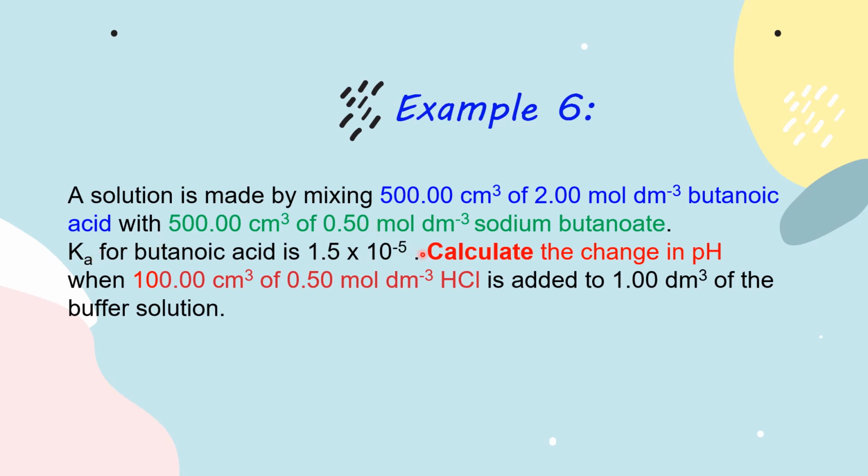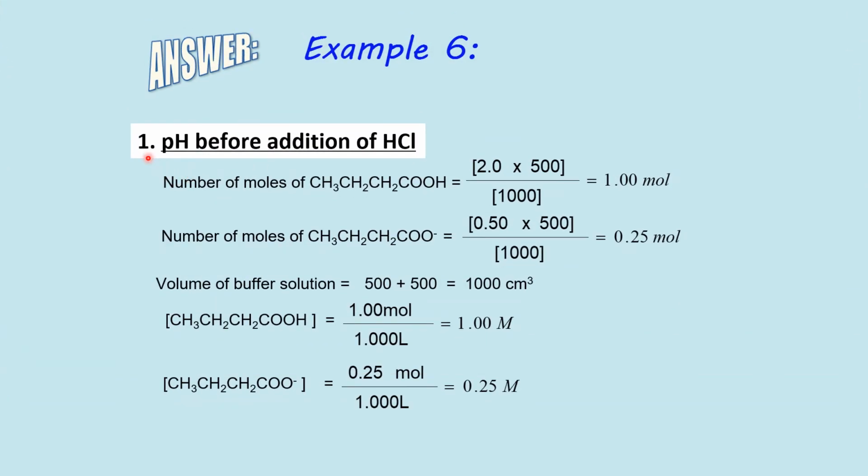So Ka is given. Now the question asks, calculate the change in pH when 100 cm³ of 0.5 molar hydrochloric acid is added to 1 dm³. So the total is 1 dm³. 500 plus 500, 1,000 cm³, so equal to 1 dm³ of the buffer solution. So the pH before addition of hydrochloric acid.